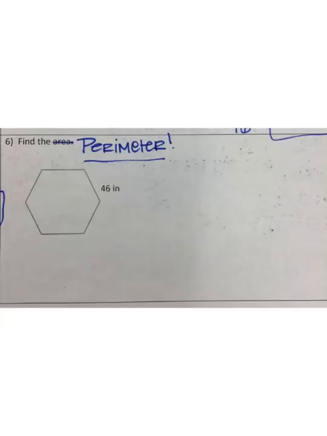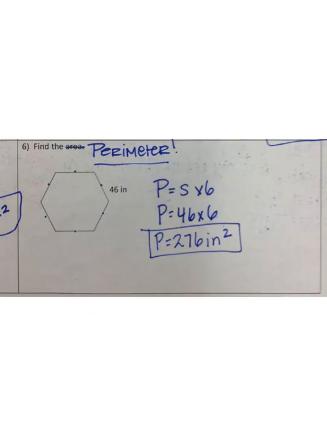Number 6, there's a change in this. It says to find the area, but go ahead and find the perimeter because we have not learned the formula for area of a hexagon, and we actually don't need to do that this year. So perimeter would be side times 6 because there are 6 sides. So I substituted 46, multiplied, and got my answer.